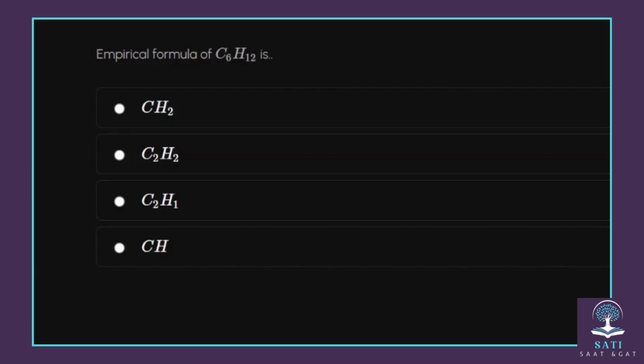Empirical formula of C6H12, which is hexene. Okay, what is the empirical formula? This one now is a structural formula, since it gave us the number of carbon atoms and the number of what? Of hydrogen atoms.